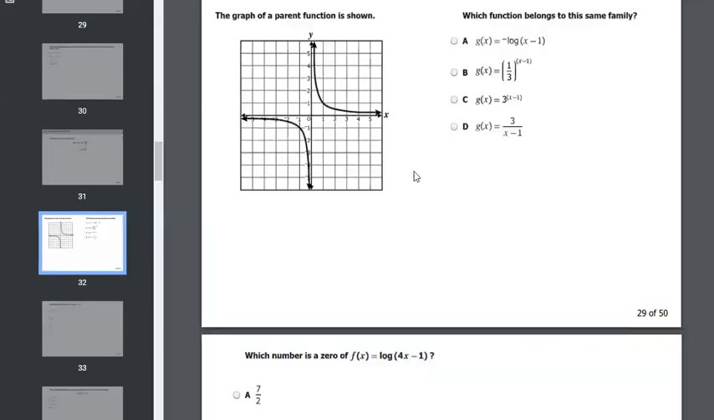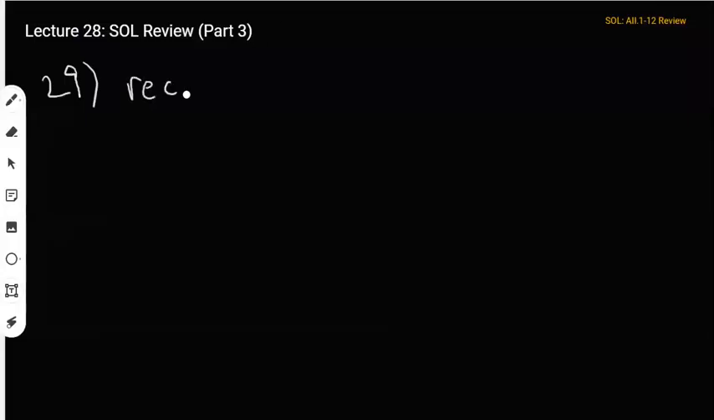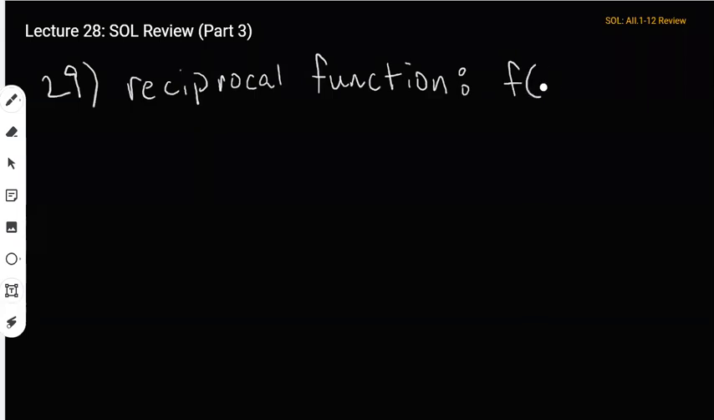Okay, for 29, it says the graph of a parent function is shown, and it asks which function belongs to this same family. So what you'll see right here is you will see two U shapes. That's a hyperbola, right? The only graph that will match this in terms of parent functions is going to be the reciprocal function. The reciprocal function, right? So when we learned about parent functions, we learned that there was a function called the reciprocal function, and its formula is 1 over x.